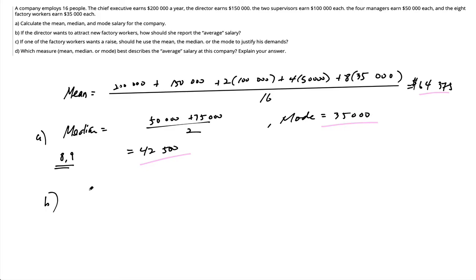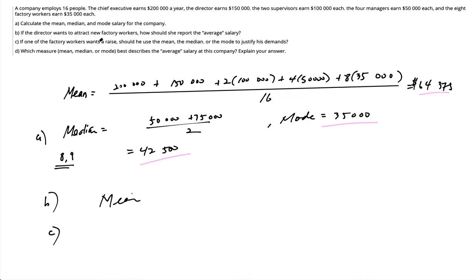If the director wants to attract new factory workers, how should they report the average salary? So if the director wants to entice other people, more the better, right? So we should represent the middle income with median. So mean is the highest value, right? Mean.